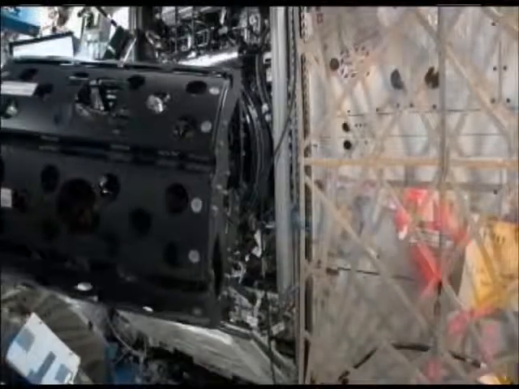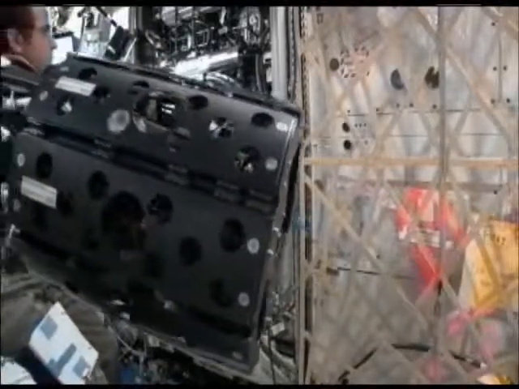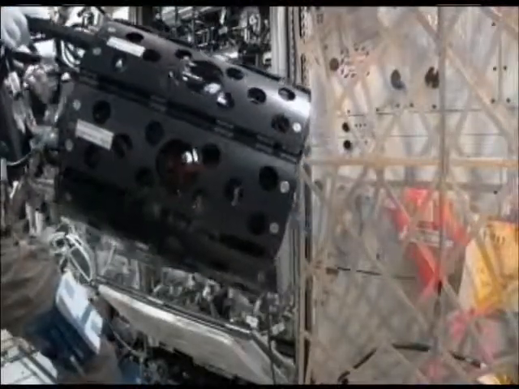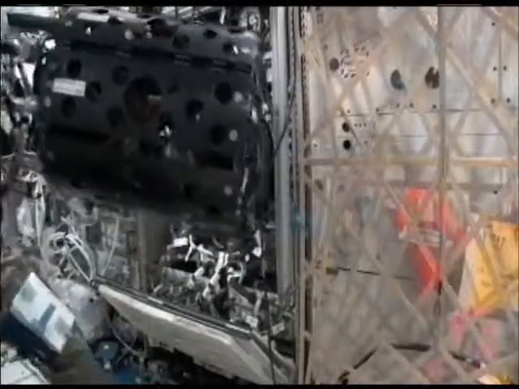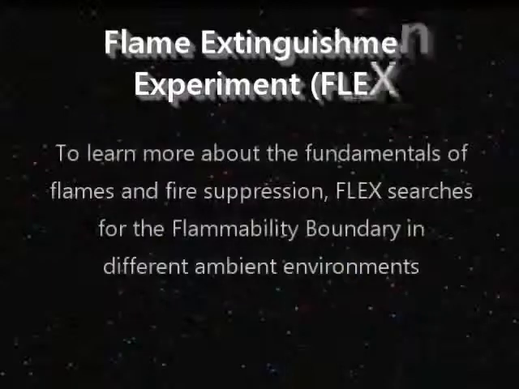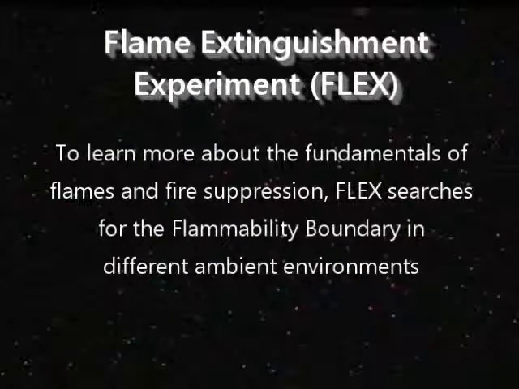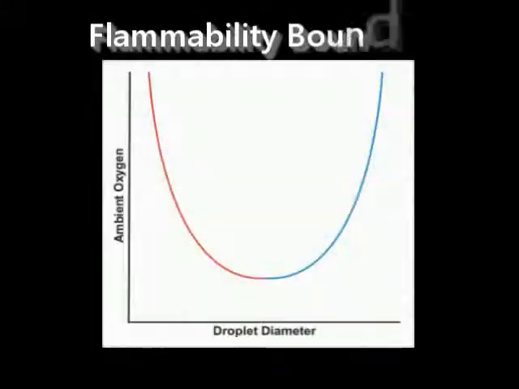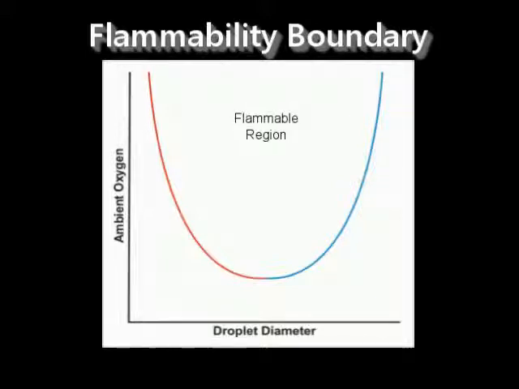The chamber insert assembly houses the fuel reservoirs, needles, igniters, and fiber that are used to perform a test point. It also houses the MDCA color camera, which provides real-time video of hardware setup and the combustion event. To learn more about the fundamentals of flames and fire suppression, FLEX searches for the flammability boundary in different ambient environments. The flammability boundary defines the environment where a steady flame can exist, or the flammable region, and the environment where a steady flame cannot exist.